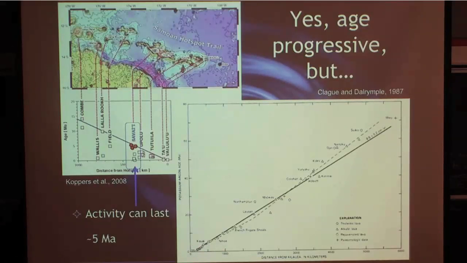There is some play in the age, and given plate motion, which is going to be on the order of tens of kilometers to, say, 100 kilometers per million years, if I'm off by a few million years, I can be off by a few hundred kilometers in where this thing came from. All right.